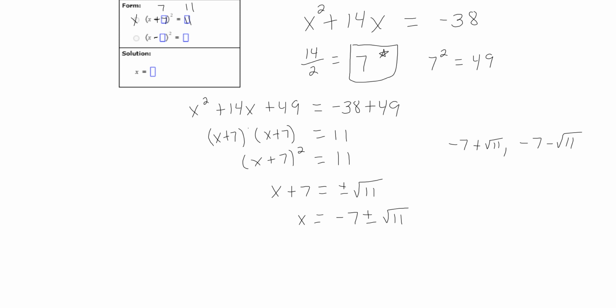Okay, so your answer, this is two solutions. You might have to write it like this. That goes in your solution. So it'd be negative 7 plus or minus square root of 11.